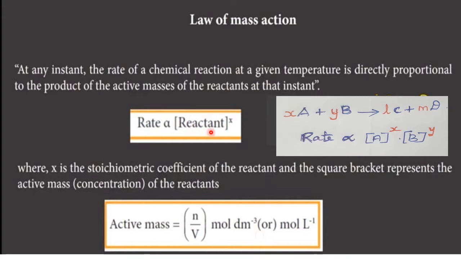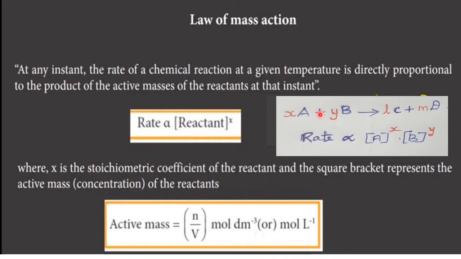Concentration of the reactant, power x. This power x represents the number of moles taking part in the reaction. So x is the stoichiometric coefficient of the reactant, and the square bracket represents the active mass or concentration of the reactant. Active mass means concentration. C is equal to n by V: concentration can be calculated from the number of moles present in a volume.